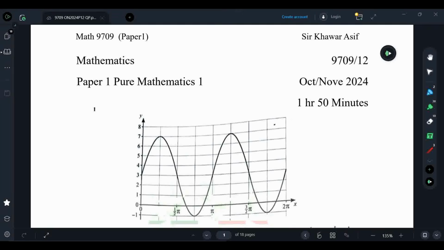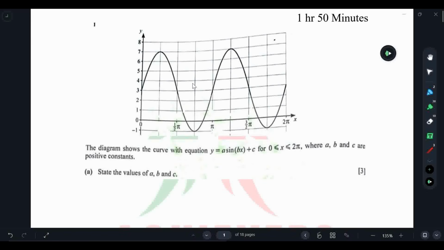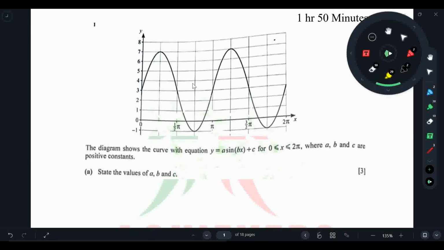Hello everyone, today we are going to discuss the latest paper of October-November 2024, paper 1-2. Let's move to question number 1. This one is from the topic transformation.